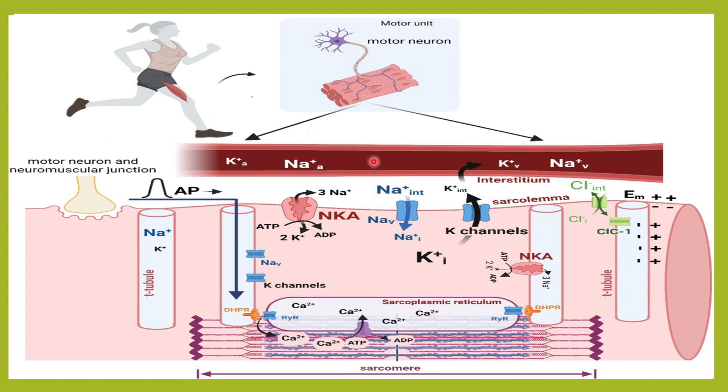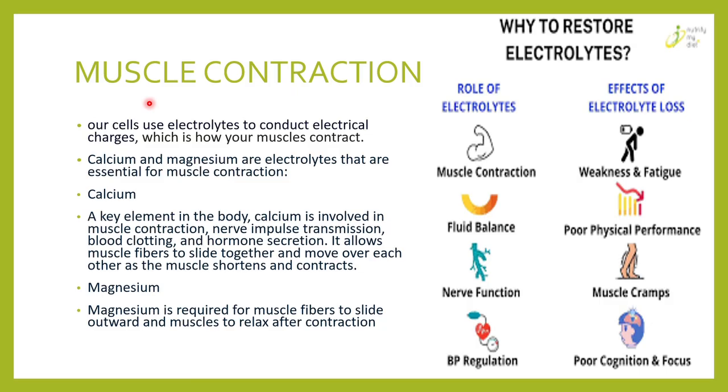So sodium, potassium, all these function by producing electrical signals at the neuromuscular junctions. They will stimulate the muscles to contract and relax. So when these are imbalanced, the muscle functioning also gets hampered. Our cells use these electrolytes to conduct the electrical charges whenever the muscle contracts. Calcium and magnesium are very important for this muscle contraction.